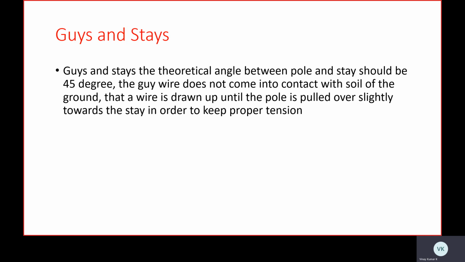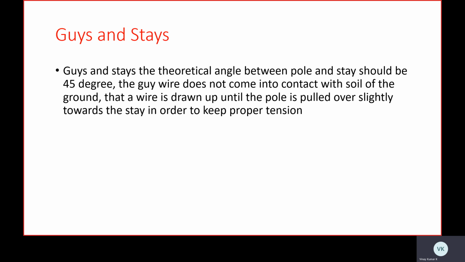The next thing is guys and stays. Mainly the guys and stays maintain the theoretical angle between the pole and the stays, which should be 45 degrees. In order to make things work properly, we have to maintain the proper angle between the pole and stay at 45 degrees, and the guy wire should not come into contact with the soil of the ground.